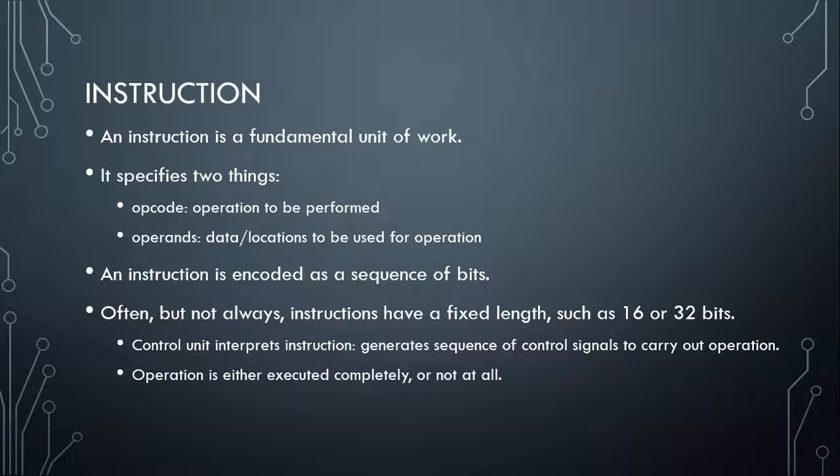The control unit will then interpret instructions, so whatever your control unit is, depending on your architecture, will interpret that, and it's going to generate a sequence of control signals in order to carry out the operation. Now, the operation, once that has been determined, will be executed either completely or not at all. It's kind of like a true-false thing, it determines if it can proceed.